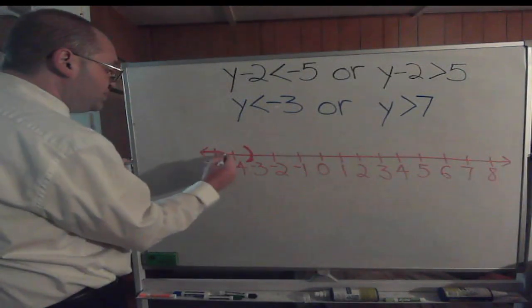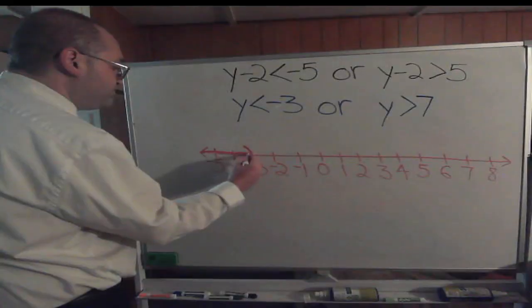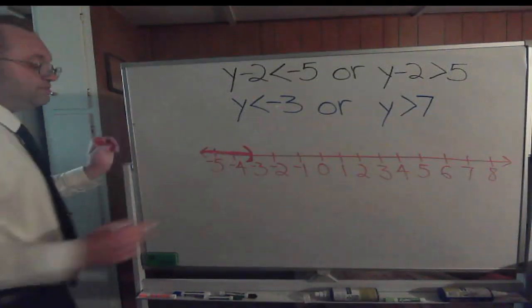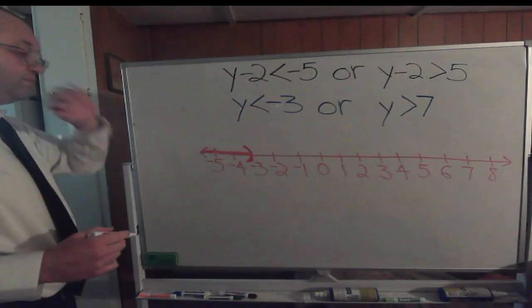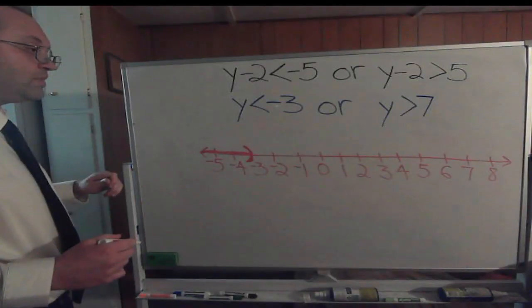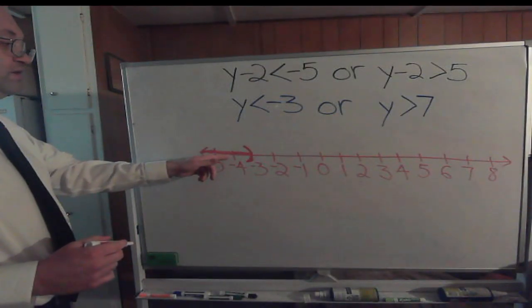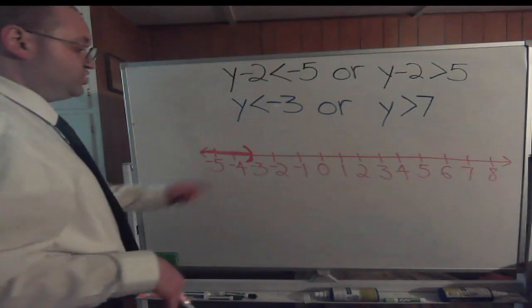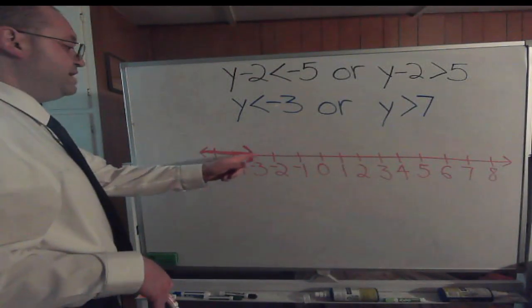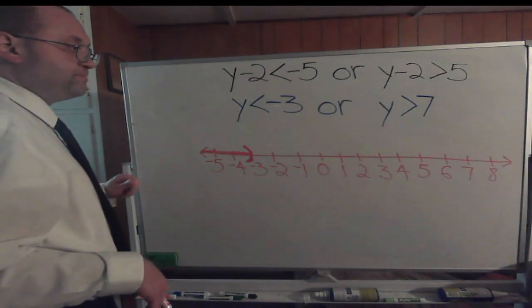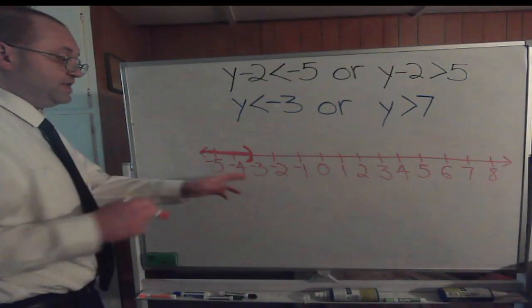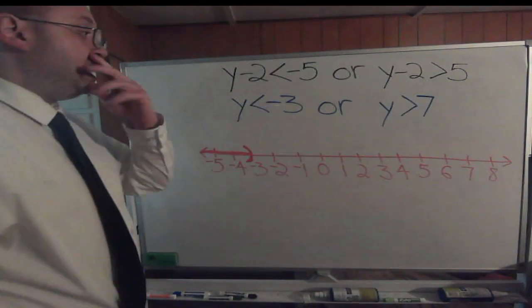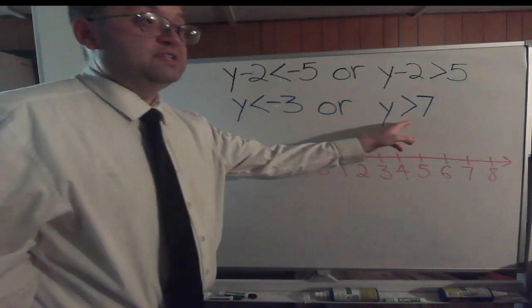Then you just simply shade the entire region, which really goes from negative infinity to negative 3. We'll get more into that another time, but just focus now on the parenthesis from negative 3 to the left. Now we've answered that part of the graph. Now we have to deal with y is greater than 7.